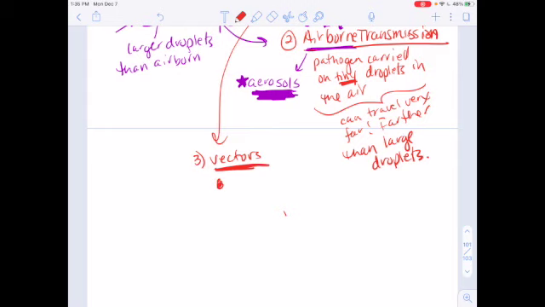But in this case, a vector would be an animal, such as deer ticks. Deer ticks carry that little spirochete from the deer to you, or from one person to the deer to another, right? Rabies as well.